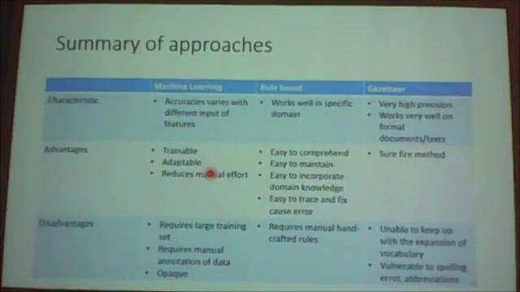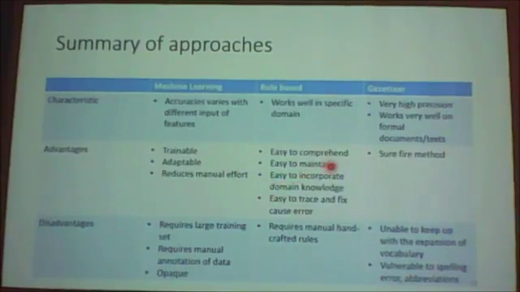So this is the summary of the approaches. For machine learning, the advantage is that it is trainable, adaptable, and claims to reduce manual effort. However, it requires large training data sets, which is very time-consuming, and requires manual annotation of data, and it is opaque, which means that if you encounter a problem, you are highly unlikely to find out what the problem is from the data sets.